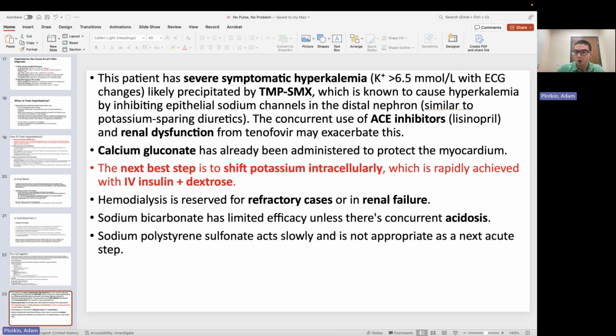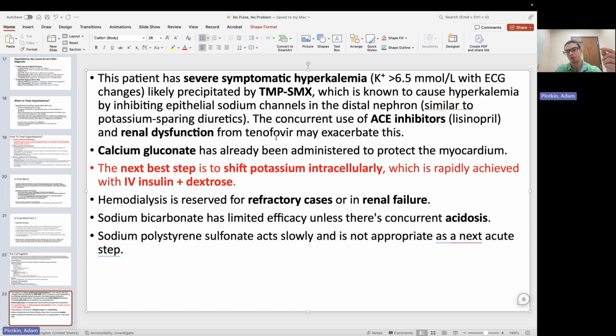This patient is also on an ACE inhibitor, right? ACE inhibitors are going to stop the conversion of Ang1 to Ang2. Ang2 is what triggers the release of aldosterone, right? So if I don't have that, I don't have aldosterone. Aldosterone keeps sodium and water, pumps out potassium and H+. So now the potassium is building up for a second reason. This patient is also on tenofovir. Tenofovir is known to cause renal dysfunction.